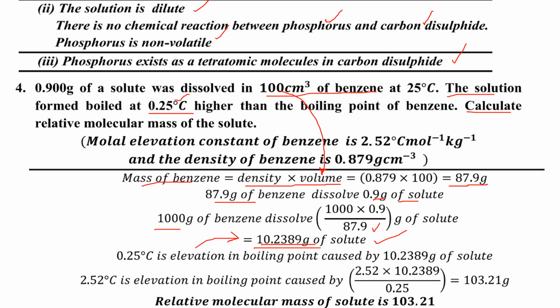Since they want molecular mass, we have to look for the mass that is contained in the ebullioscopic constant, which was given as 2.52 degrees Celsius per mole per Kelvin. So 0.25 degrees Celsius is the elevation in boiling point caused by 10.2389 grams of a solid. Then what about 2.52 degrees Celsius? This is going to be the elevation in boiling point caused by 2.52 times 10.2389, everything divided by 0.25, and you're going to end up with 103.21 grams. So the relative molecular mass of the solid is therefore going to be 103.21.